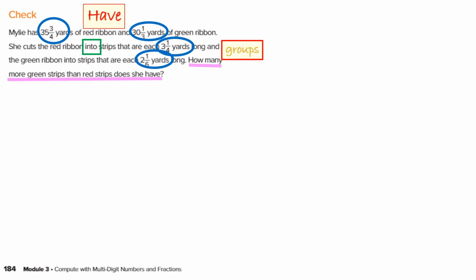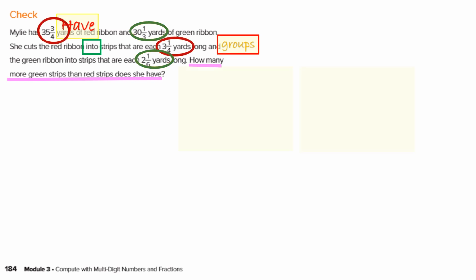So when I'm looking at what I'm being asked to do, it tells us that we want to figure out how many more green strips than red strips she has. So I have to start by separating them and doing two different problems before I do the third problem to find out how many more. So I changed the color so we can focus in and see what the reds are that are matched up according to the question and what the greens are that are matched up.